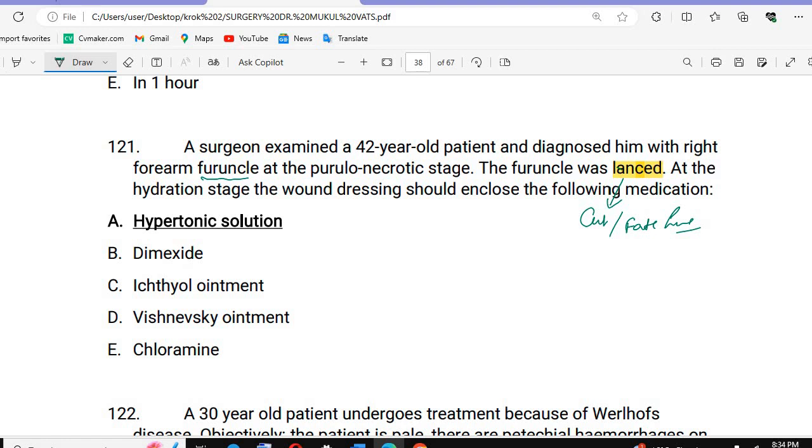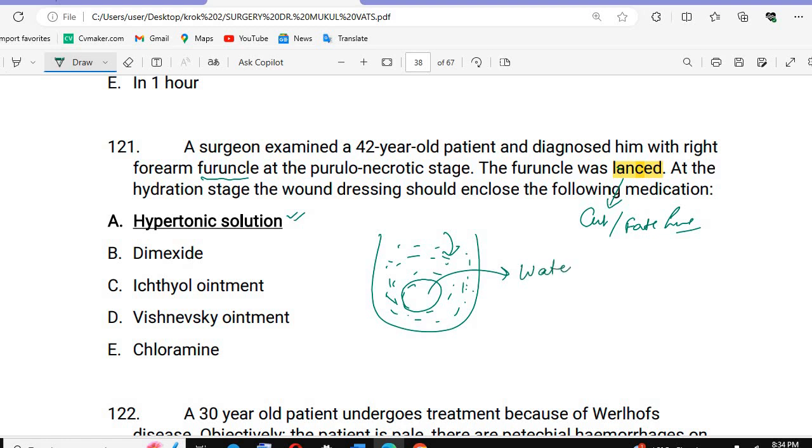So what will we give? Hypertonic solutions will be given. Now see, if we have a solution with some salt in it, around this there will be water present. In the case of a hypertonic solution, hypertonic meaning a more tonic solution, the water will move out of the cells. So with hypertonic solutions, water will move out of the cells.